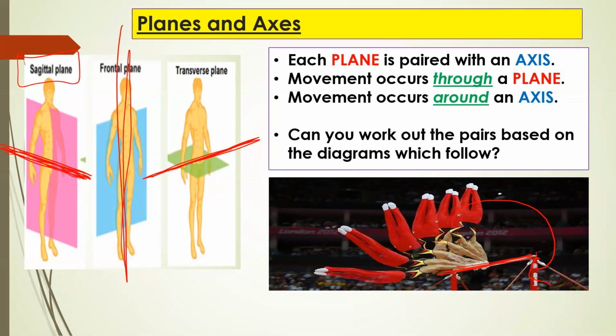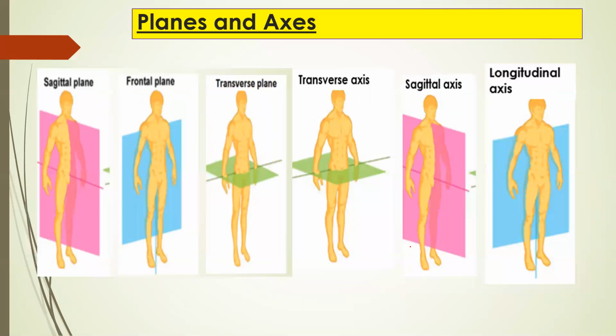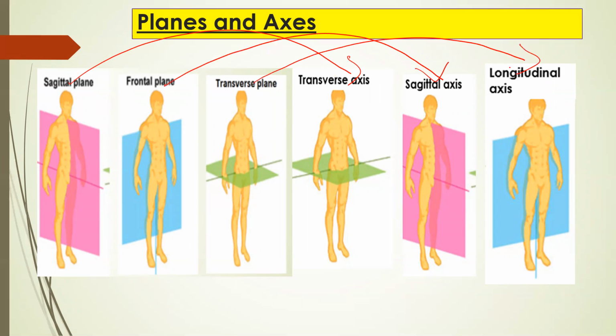So we're going to try and match all of them up now. So sagittal plane matches up to the transverse axes. Frontal plane to the sagittal axis, transverse plane, what we're going to call the longitudinal axes. Okay, just make sure you've got a note of that. It's quite complicated terminology. Hopefully we'll be able to simplify it and make sure that you can apply this complex topic to various sporting examples.